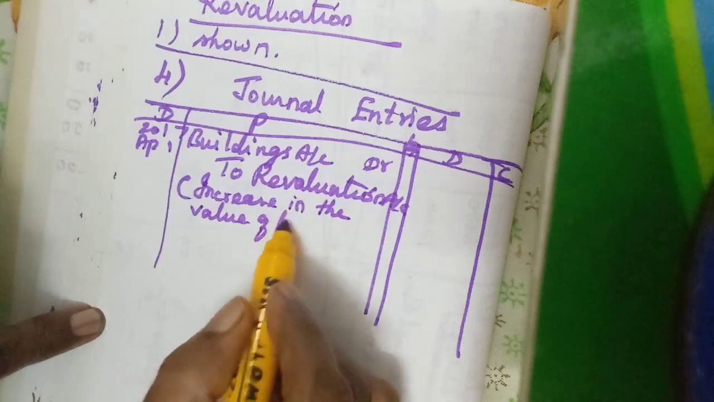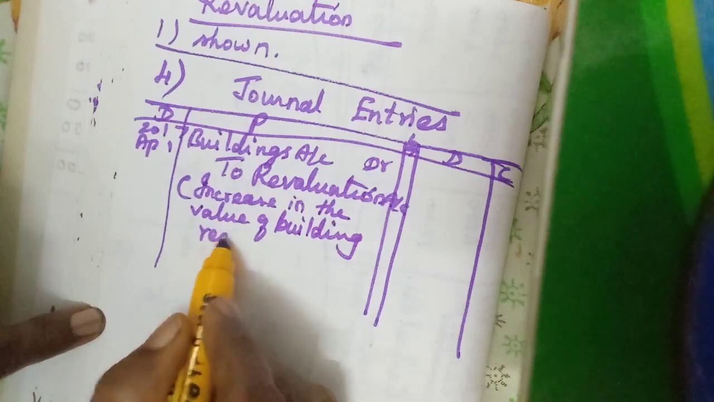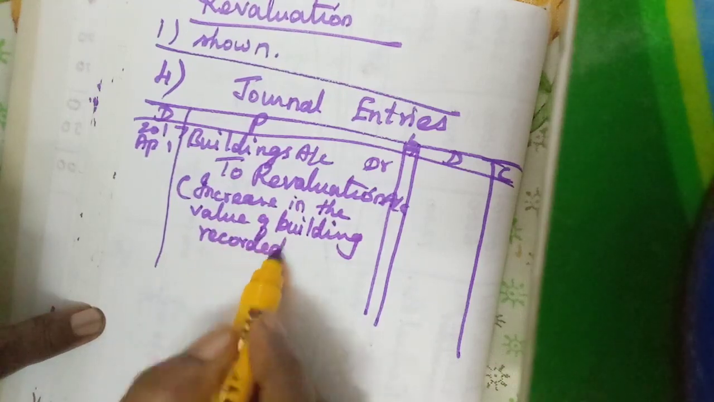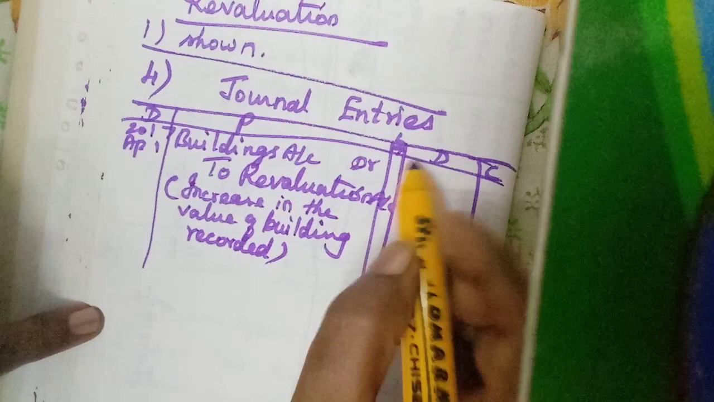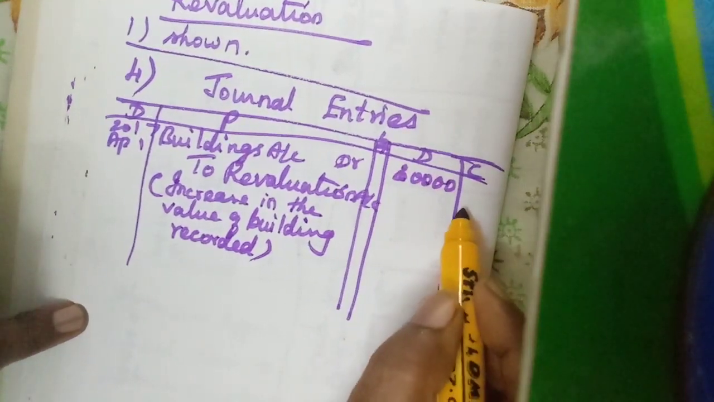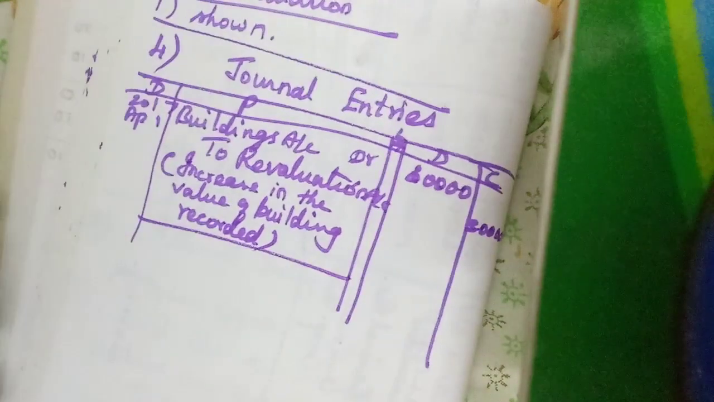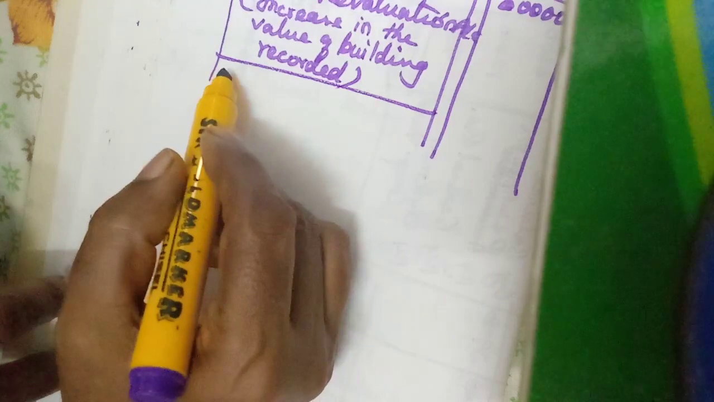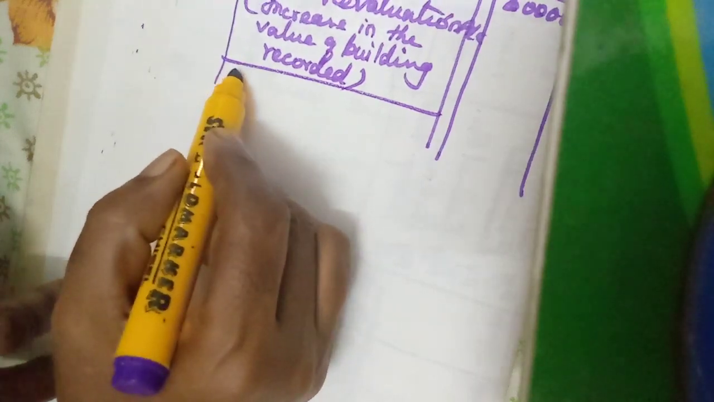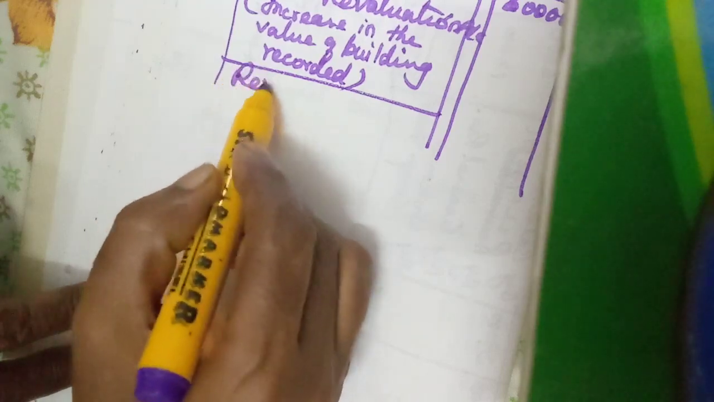Increase in the value of building recorded. $30,000. Second one, loss item. There we need to debit the assets account. Okay. No, sorry, debit the revaluation account.